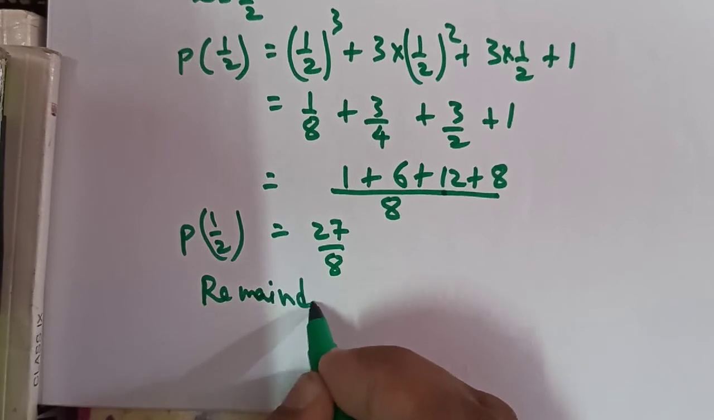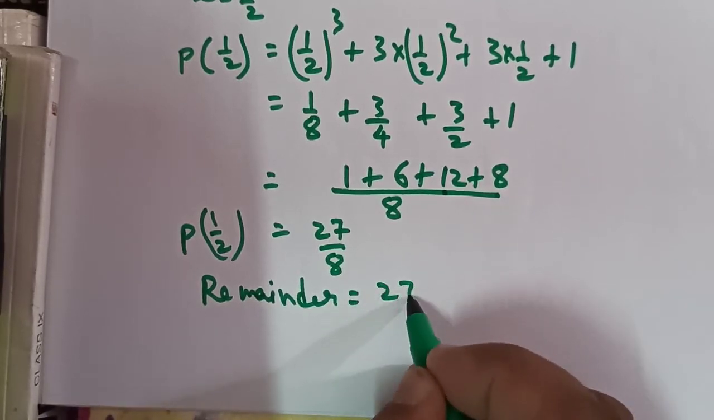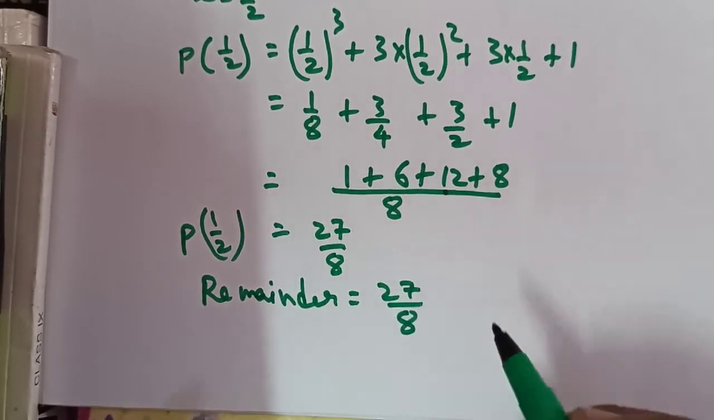So here the remainder is 27 upon 8. Okay.